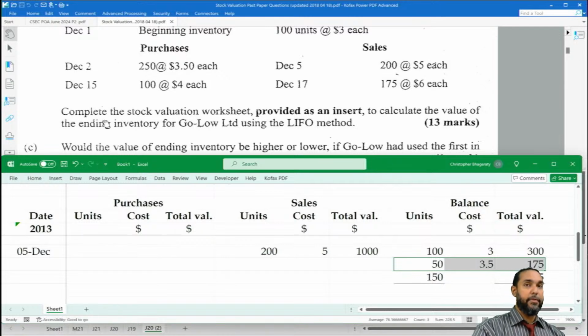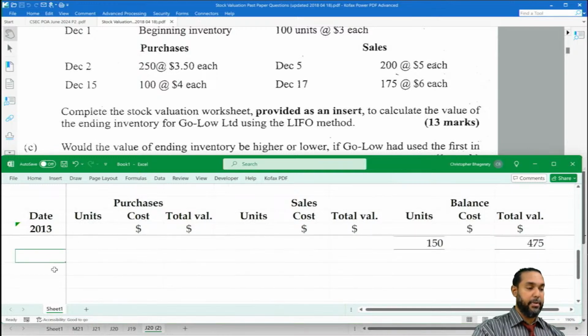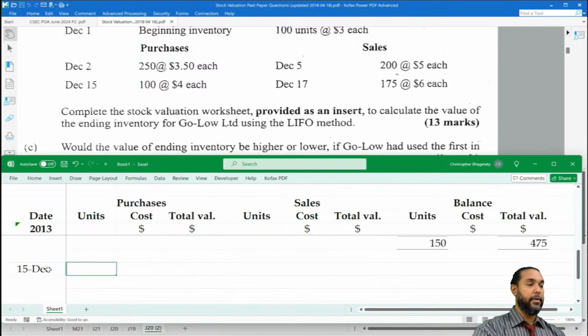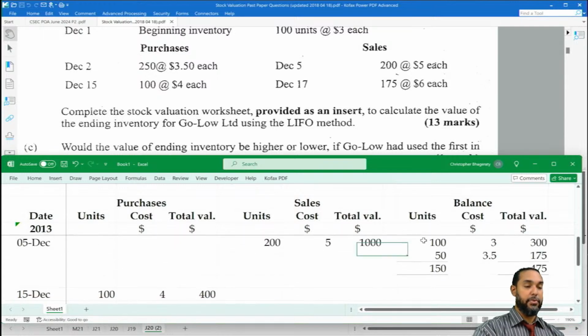Now, on the 15th, we have our next purchase, right? So what we're going to do, we're going to put that here. So skip a line, right? So 15th, we're buying 100 at 4. Right, so you have 100 at 4 as new.